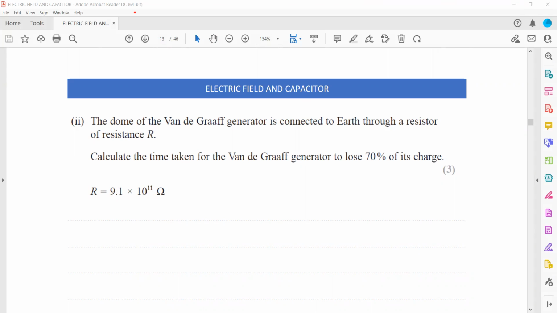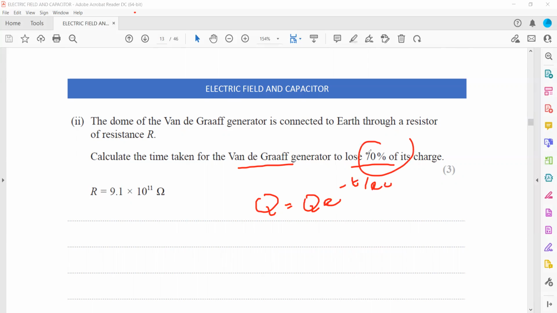So we can use the formula V equals V naught e raised to power t over RC, or you can use Q equals Q naught e raised to power minus t over RC. We want to determine the time taken by the Van de Graaff to lose 70% of the charge. So we have the formula Q equals Q naught e raised to power minus t over RC.